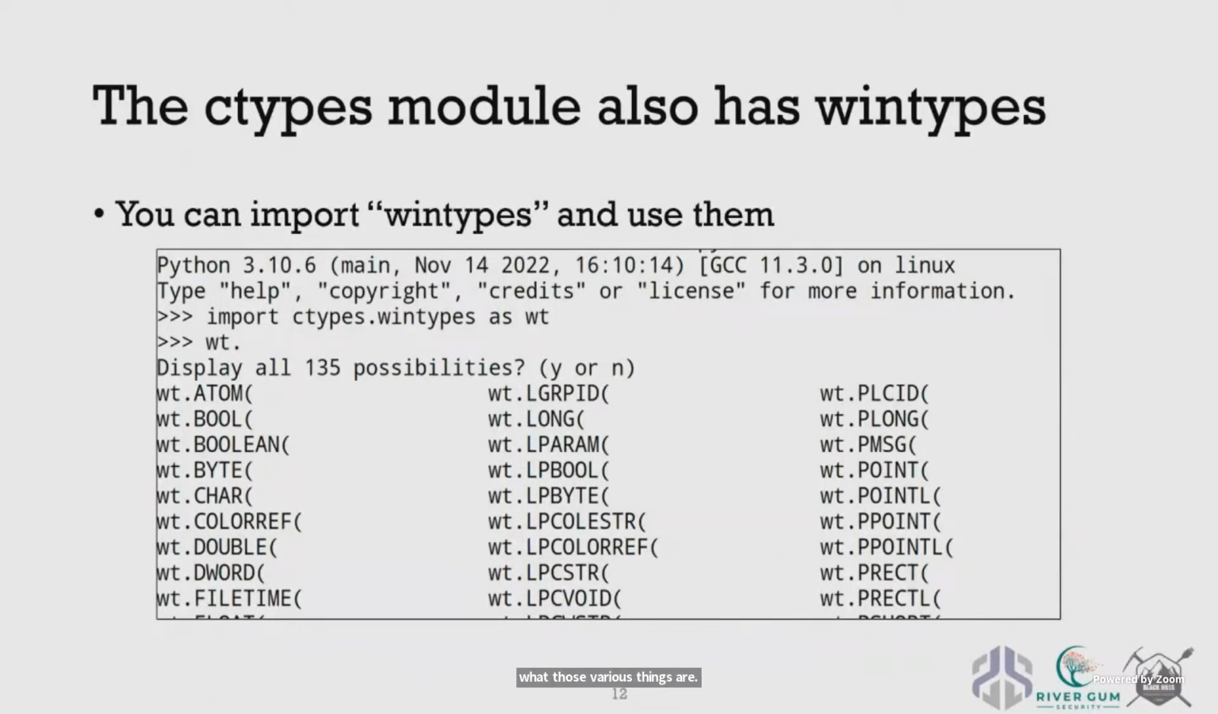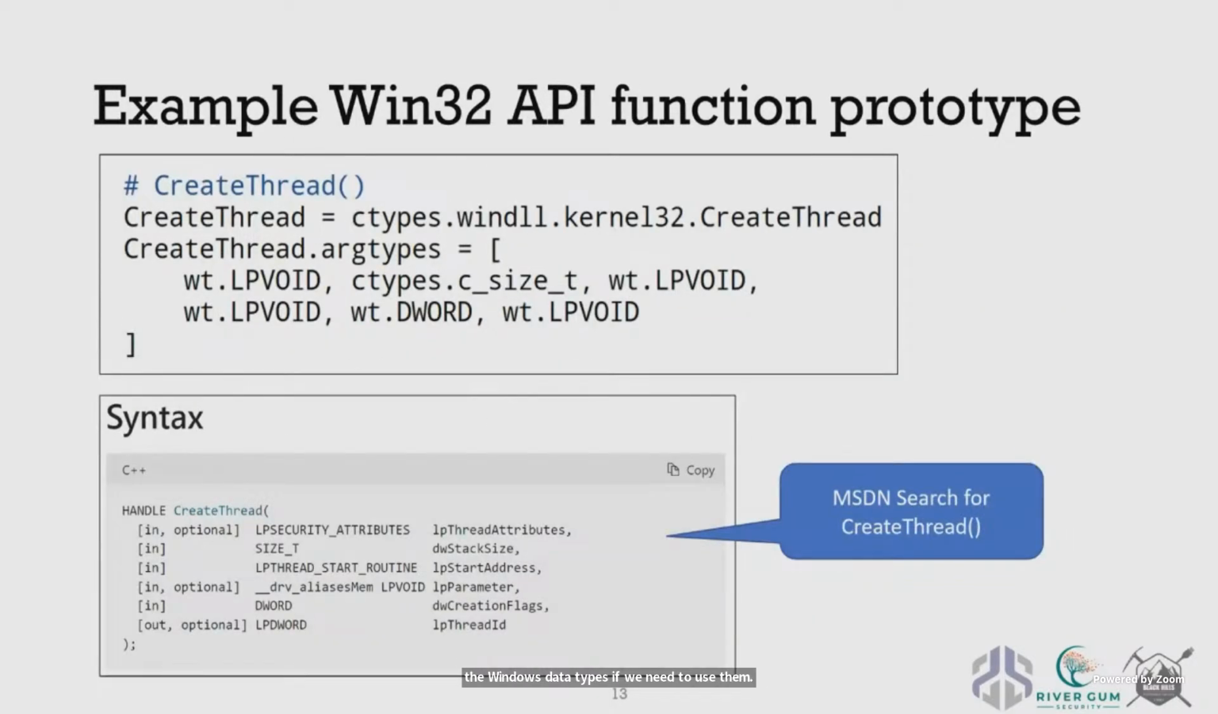It turns out that the ctypes module also has a wintypes module, which is really a submodule, that you can use as well. So wintypes can be very, very helpful. It's not necessarily comprehensive, but it has a lot of the Windows data types if we need to use them. And in fact, I do use them in the shellcode functions that I'm going to come up with. So that was all background.